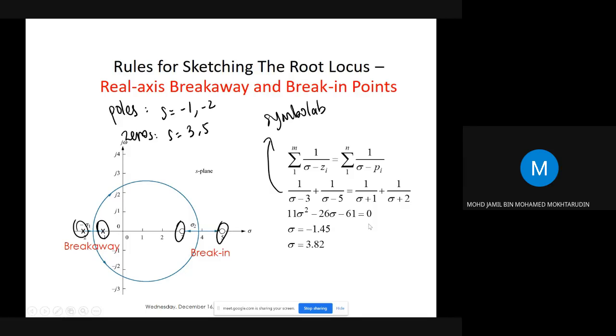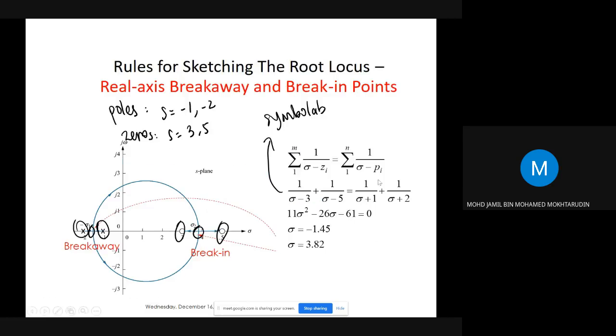Okay, so use symbol lab, you will get 11 sigma squared minus 26 sigma minus 61 equals 0. Use quadratic equation, so you get sigma equals negative 1.45 and sigma equals 3.82. Okay, so you have two sigma here. So one sigma represent this point, negative 1.45. The other one is here, 3.82. Okay, so ada 2 point.